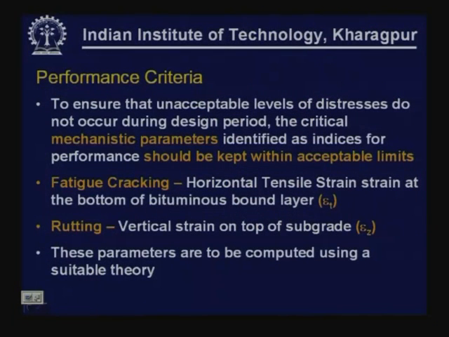Just to repeat, for fatigue cracking we have identified horizontal tensile strain at the bottom of the bituminous bound layer, epsilon t, as a critical parameter. For rutting, vertical strain on top of subgrade, epsilon z, is the critical parameter. These two strain values can be computed using a suitable theory. So, we have to select a suitable theory to analyze pavements, then calculate them, and then we can decide for a given pavement, depending on the values of these two strains, whether it is going to be an acceptable design solution or not.